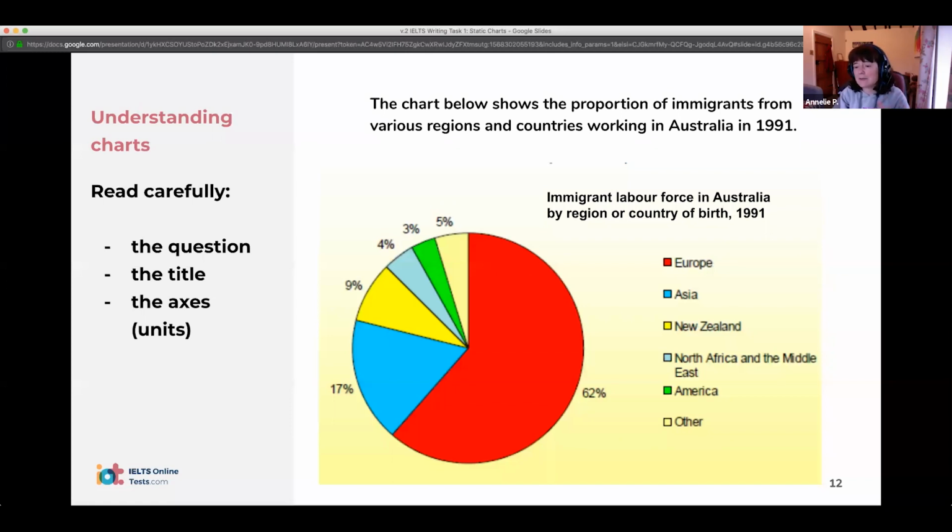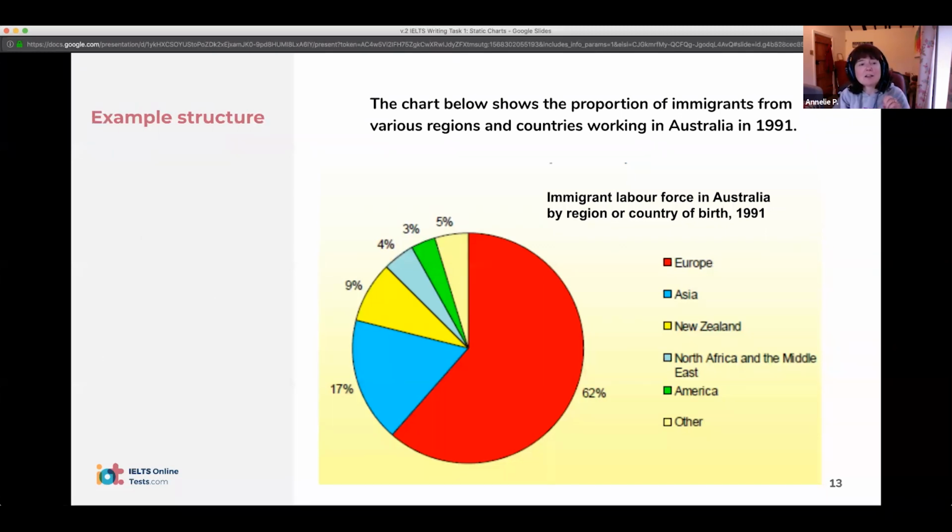And what are the categories? What are we looking, how are we dividing up? Yes, okay, we're talking about different countries or different continents, but we're looking at it by region or by location, okay? So that's the kind of thing that you need to be looking at. And again, we've got labor force, so we're looking at workers as well, okay? So do take that small amount of time just at the beginning to check that information, okay?